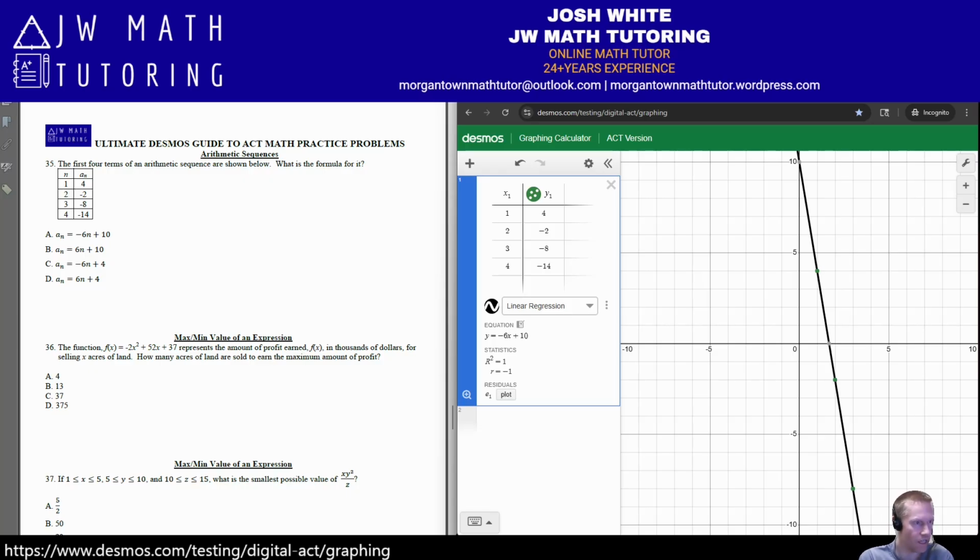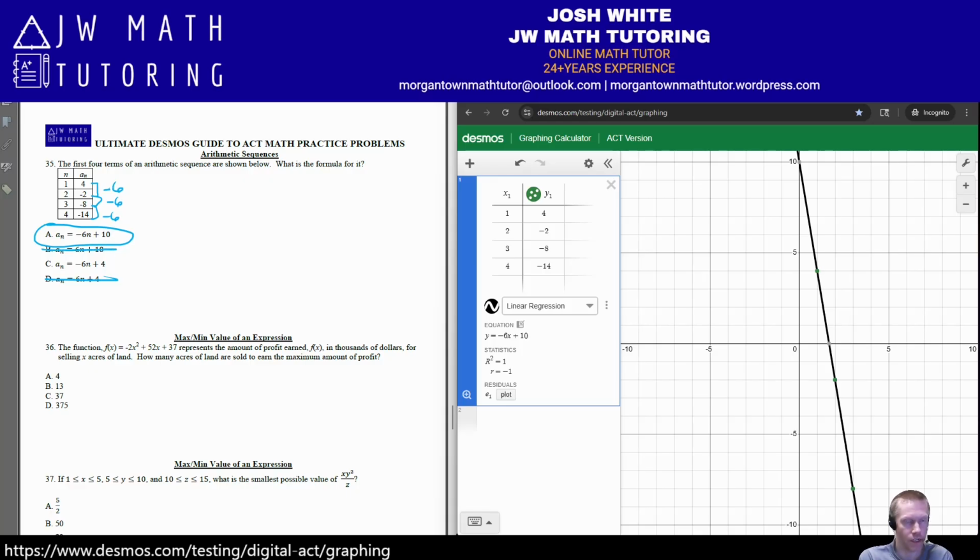And you can also confirm this by looking at it, that to get from here to here, you're subtracting 6. To get from here to here, you're subtracting 6. To get from here to here, you're subtracting 6. So the common difference is 6, right? That means that this one and this one are out right away.